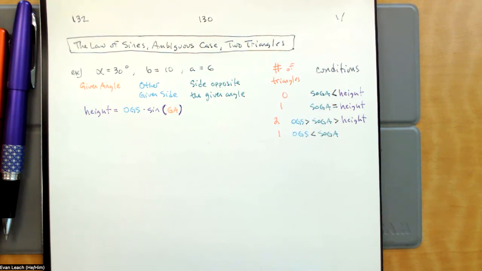Here's the case where we have that extra thing. It's the law of sines, the ambiguous case, and it's the two triangles. So the ambiguous case of the law of sines happens when you're going to use the law of sines first, and you have one angle. So that's the ambiguous case. You only got one angle, and you've got the side opposite that given angle, and then some other side.